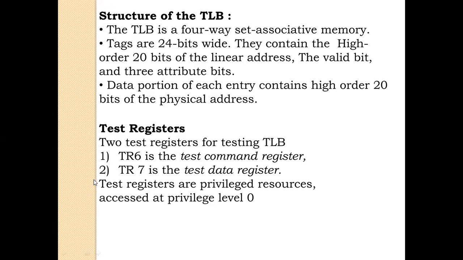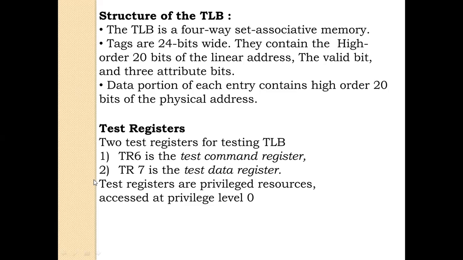How is the structure of the TLB? The TLB is a four-way associative memory. The tags are 24 bits wide. They contain the higher order 20 bits of the linear addresses, the valid bit, and three attribute bits. Data portion of each entry contains the high order 20 bits of the physical addresses.